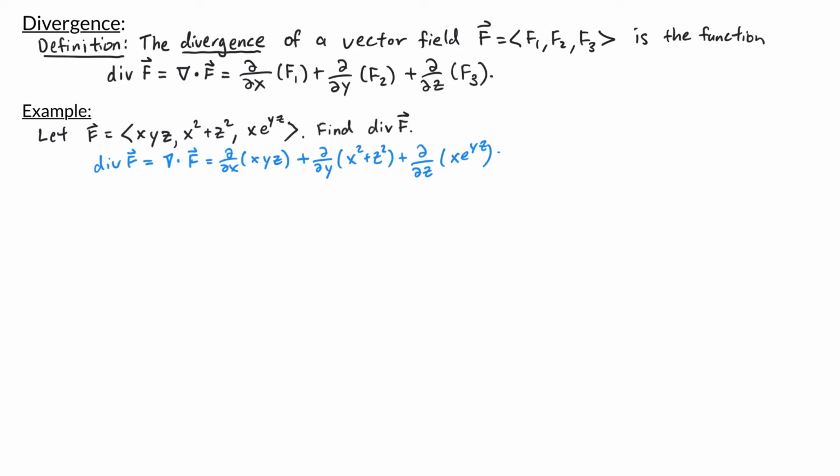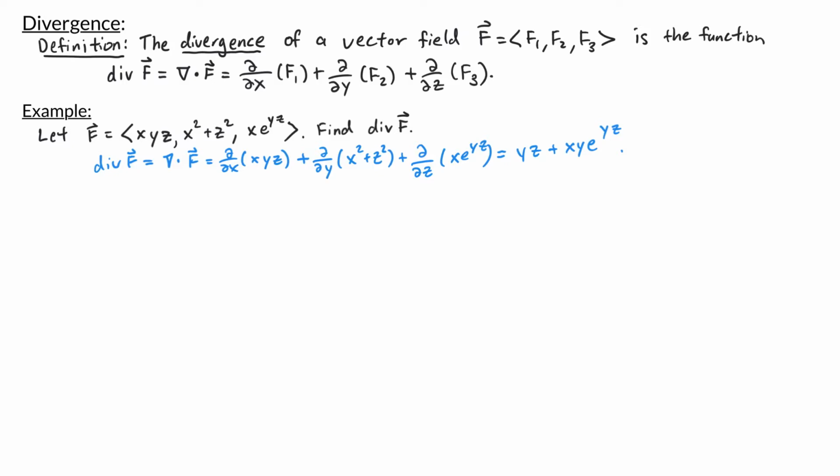Calculating the partials, we have that the divergence of f is equal to y times z plus 0 plus x y e to the yz. And that's it. As you can see, this calculation is much easier than finding the curl of f.